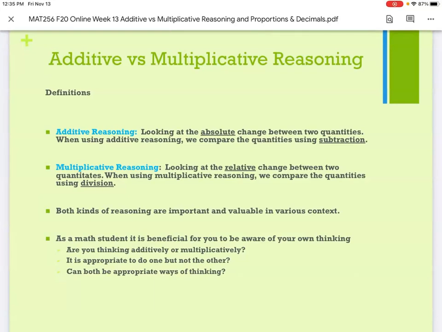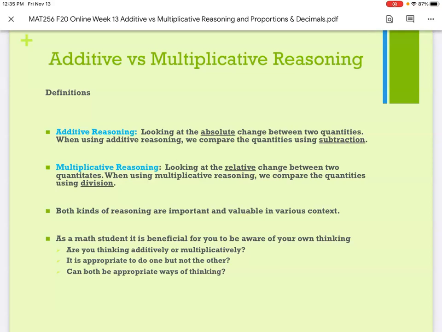Alright, let's talk about additive versus multiplicative reasoning. We'll start off with the definition. Additive reasoning is looking at the absolute change between two quantities. So when you use additive reasoning, we compare the quantities using subtraction. When we do multiplicative reasoning, we're looking at the relative change between two quantities. When using multiplicative reasoning, we compare the quantities using division.